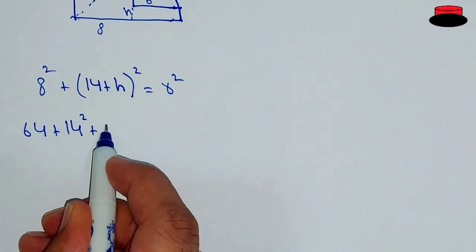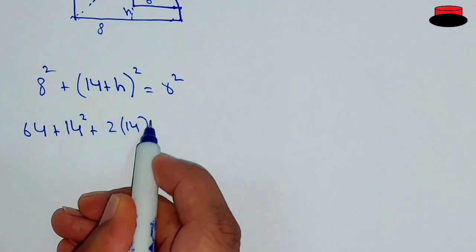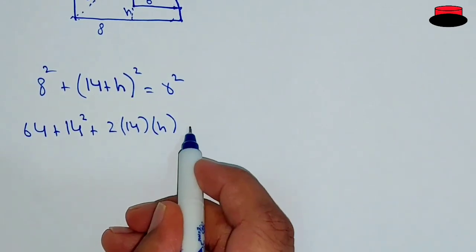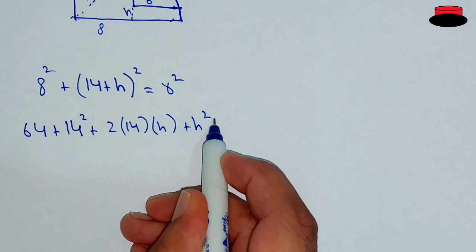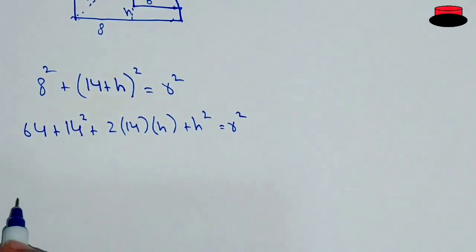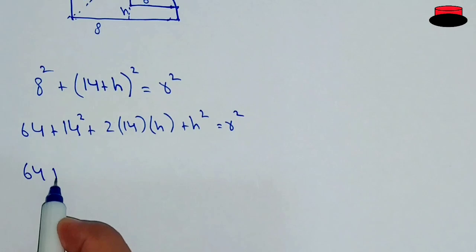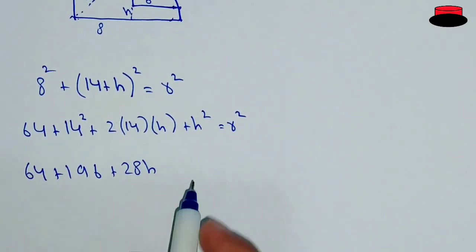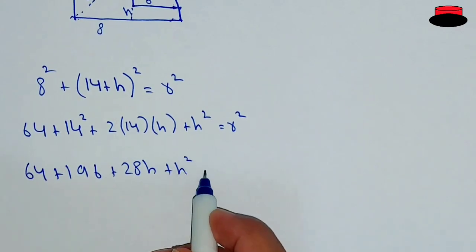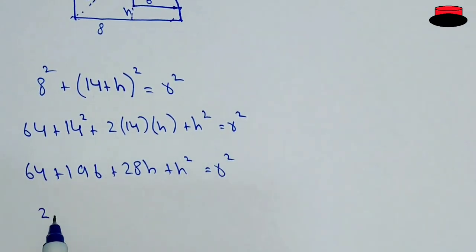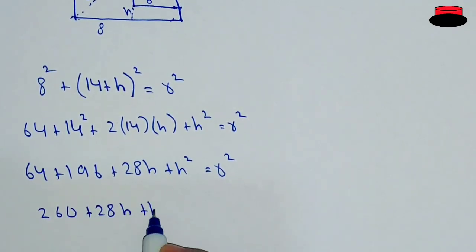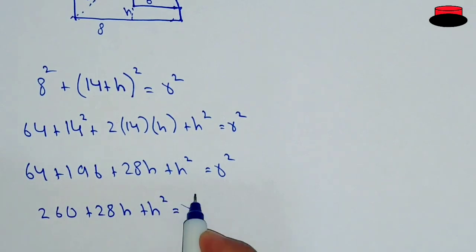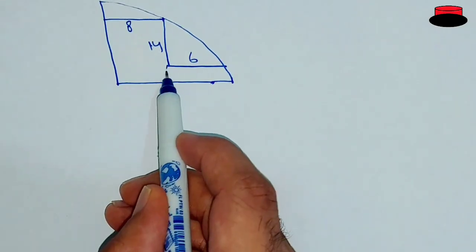So this is 64 plus 14 square plus 2 multiplied by 14 multiplied by h. We are applying the (a plus b) whole square formula, plus h square equal to r square. So 64 plus 196 plus 28h plus h square equal to r square. So this is 260 plus 28h plus h square equal to r square. This is, for example, equation 1.